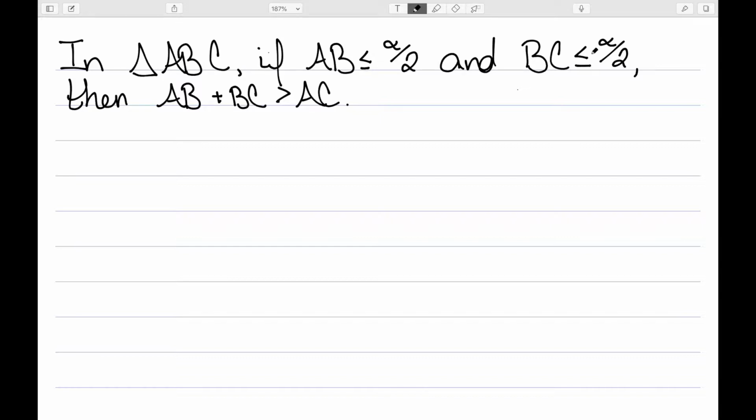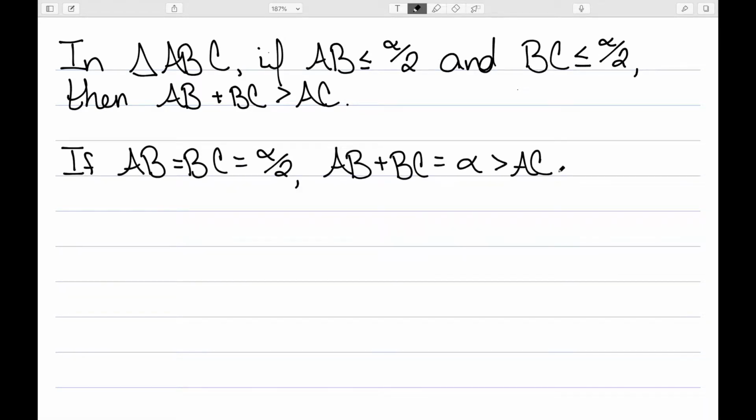The first result I have, in triangle ABC, if the distance AB is less than or equal to alpha over 2 and the distance BC is less than or equal to alpha over 2, then the distance between A and B plus the distance between B and C is greater than the distance between A and C. So essentially, if I add up two sides of the triangle, it should be greater than the third side. First, if the distances AB and BC are both equal to alpha over 2, then AB plus BC is equal to alpha, which is definitely greater than the distance between A and C, since that's the maximum possible distance.